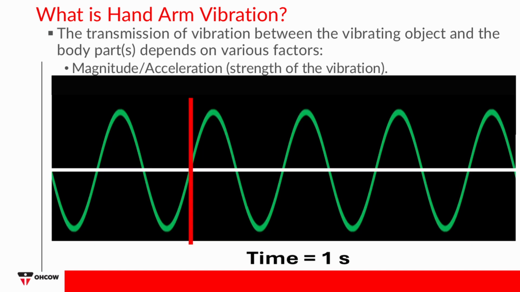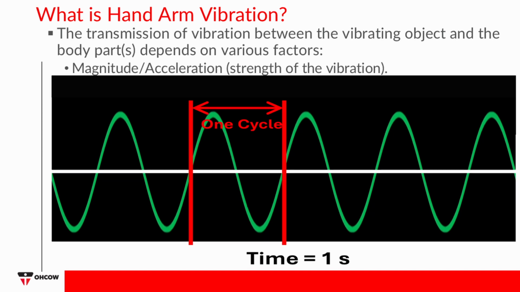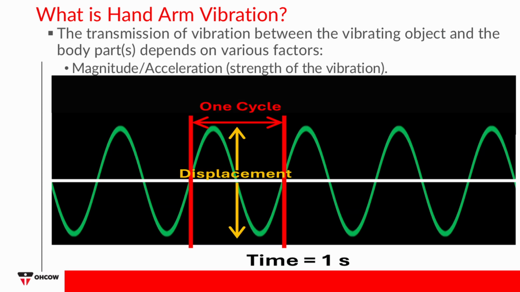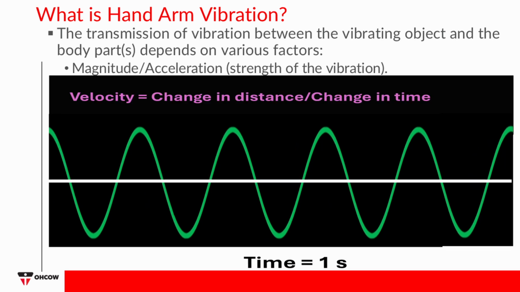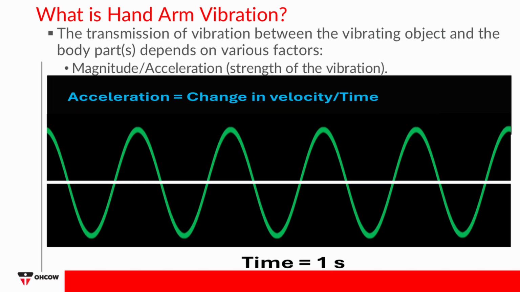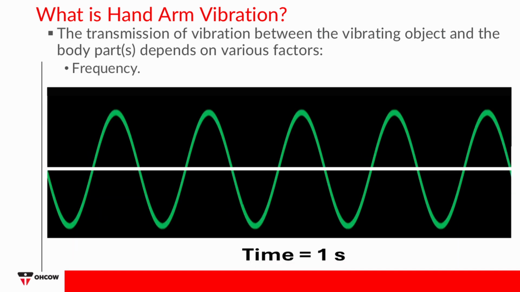The way vibration is transferred from a vibrating object to the body depends on several key physical characteristics of vibration. Magnitude or acceleration. Also known as the vibration level, this refers to how quickly the object is moving. Greater movement means higher acceleration. Acceleration is measured in meters per second squared. Higher acceleration increases the intensity of vibration transmitted to the body.